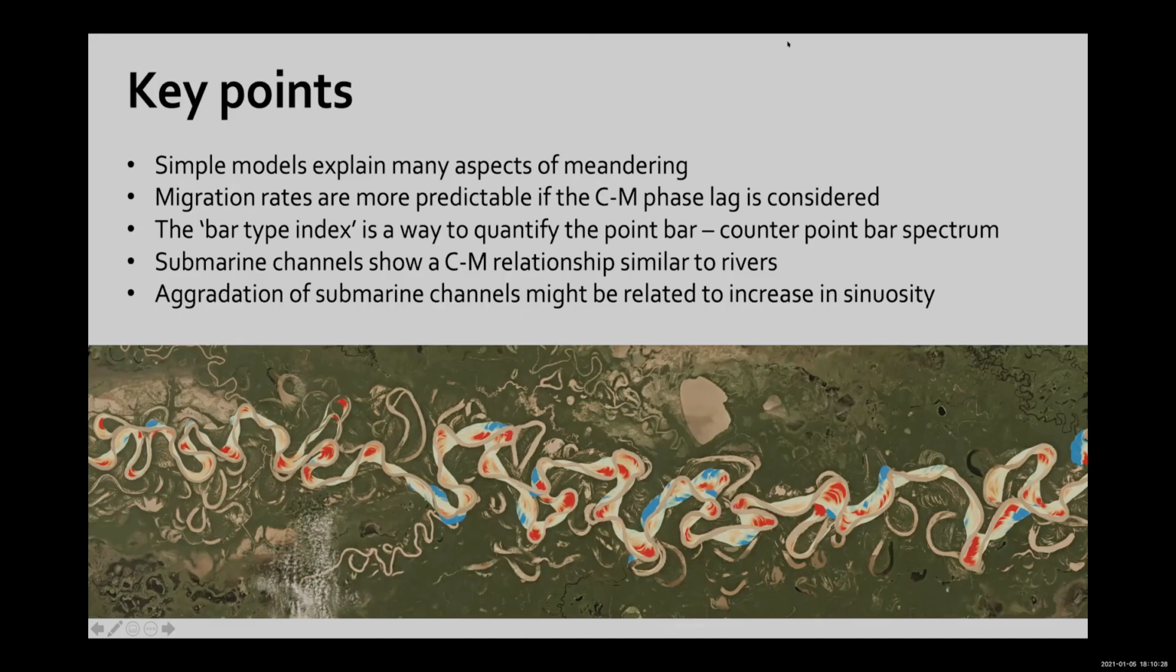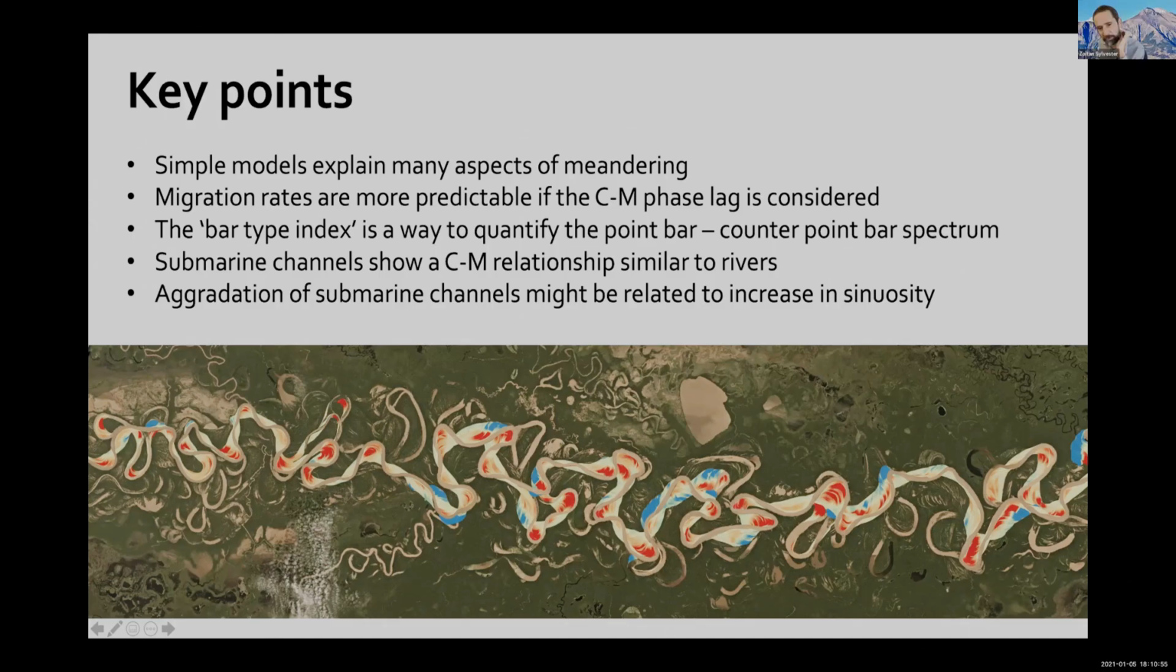Do we see this upward component to migrating point bars in outcrop, stepping across and upwards? I think he's talking about the J signature you've been describing. The J shape, yeah.